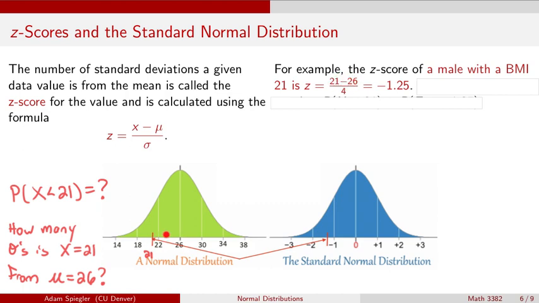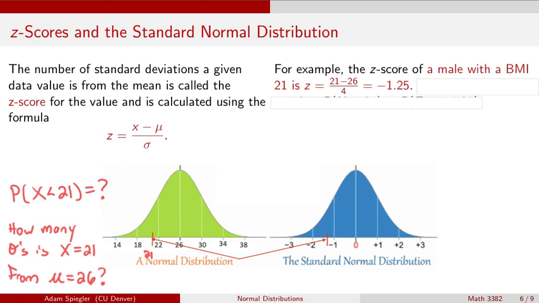And again, that's this absolute distance. And then we scale that by 4 because the standard deviation for men was 4. And we can see that the z-score comes out to minus 1.25. So this minus 1.25 I've marked over here. So X value of 21 has a z-score of minus 1.25, and that is telling me that a person with a BMI of 21 is 1.25 standard deviations below the mean BMI.